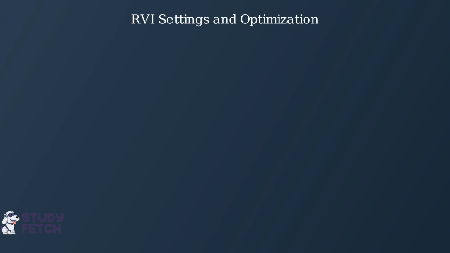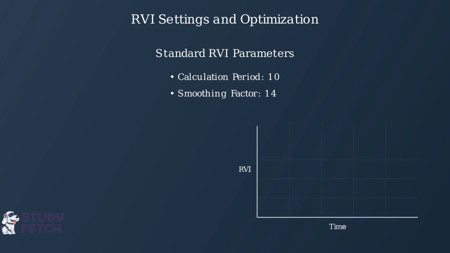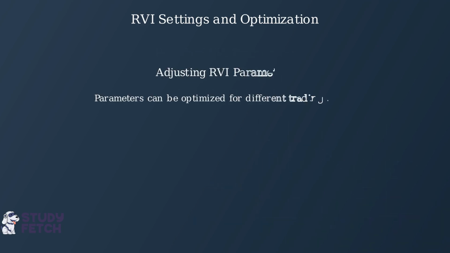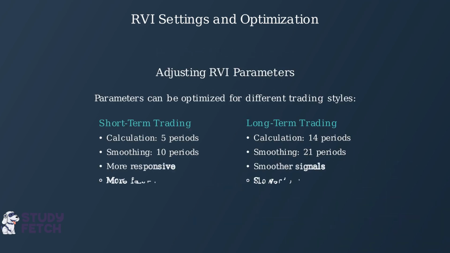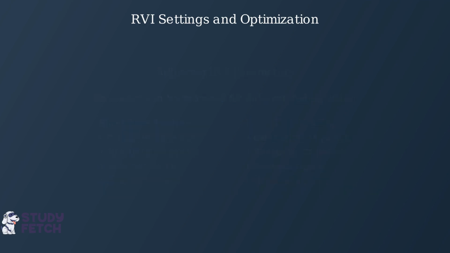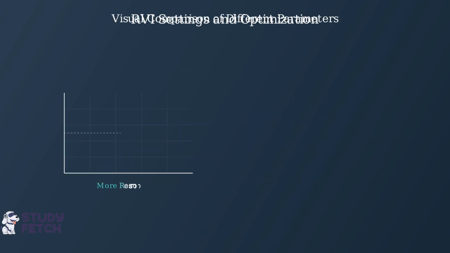RVI settings can be optimized for different trading styles and timeframes. The standard RVI uses a 10-period calculation for standard deviation and a 14-period smoothing factor. These parameters can be adjusted based on your trading style. Different settings create different trade-offs. Let's visually compare different parameter settings.